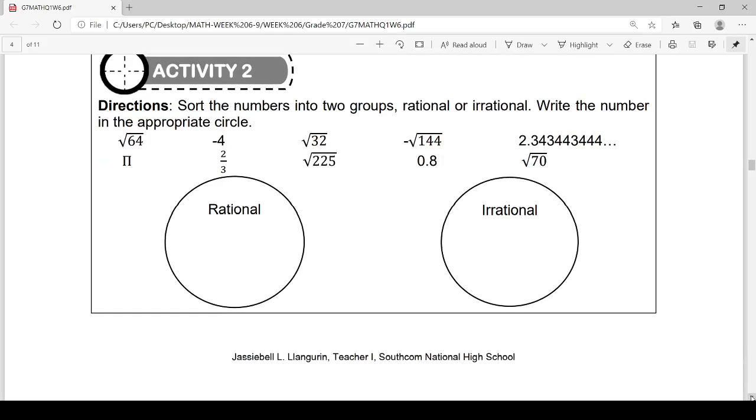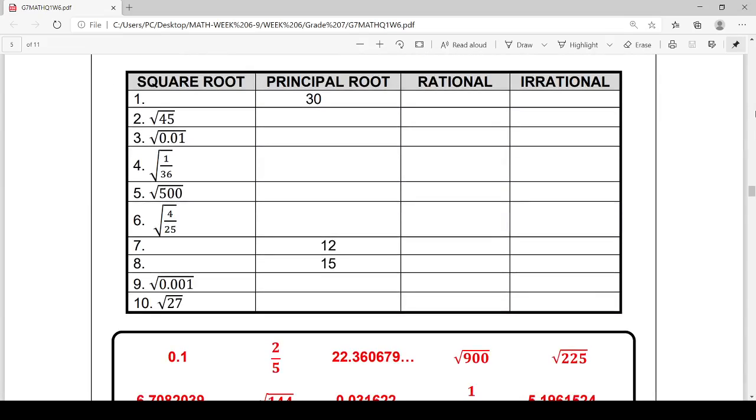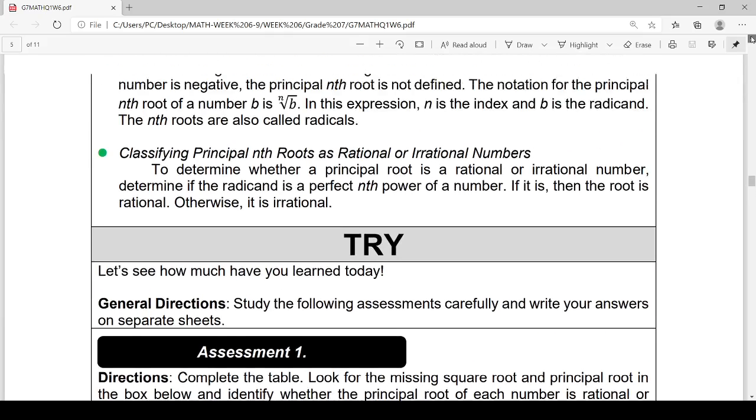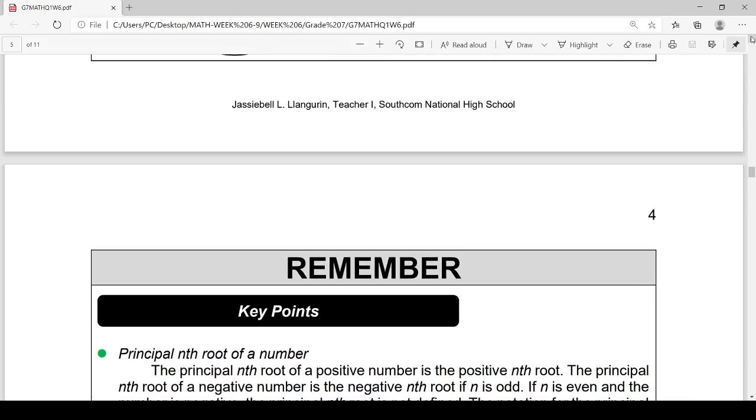Next, for activity 2, we have sort the numbers into 2 groups, rational or irrational. So write the numbers in the appropriate circle. You just put this inside the circle. If it is rational, then put it in rational. If it is irrational, then put it inside the irrational circle. Okay, that is for activity 3.